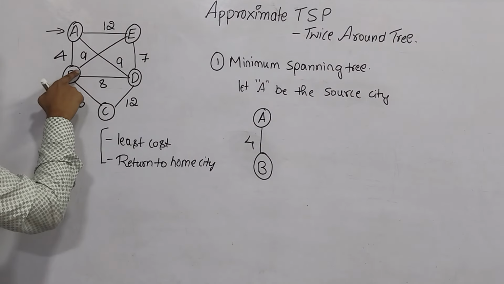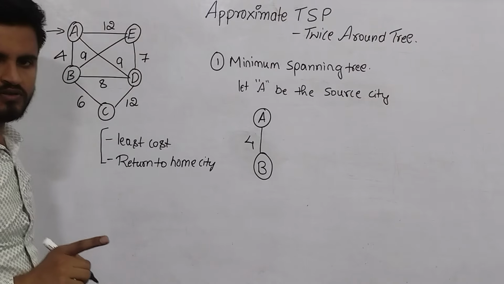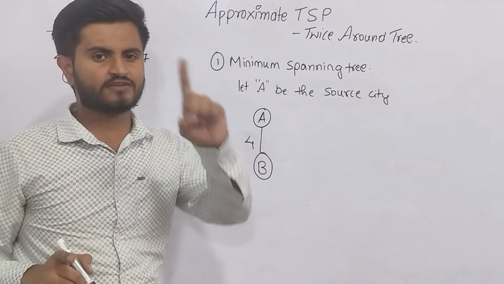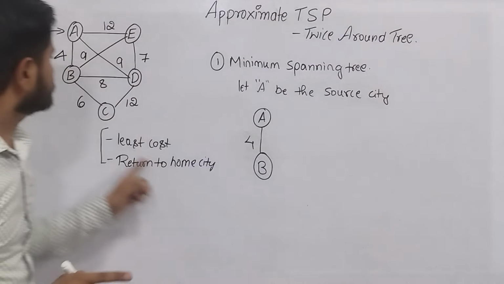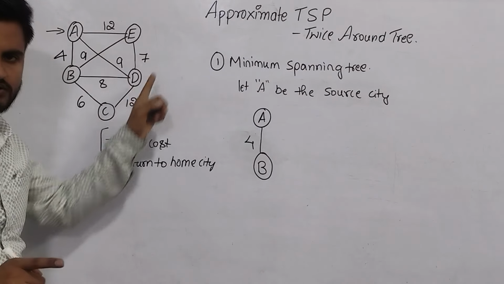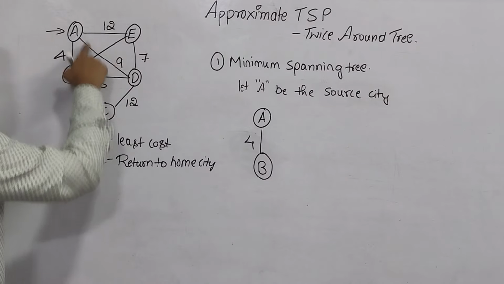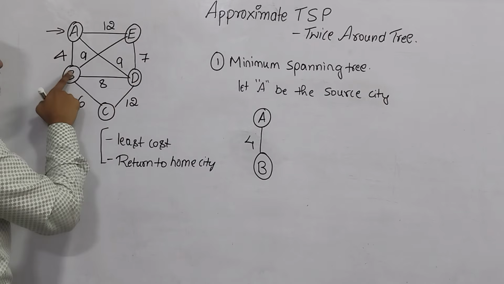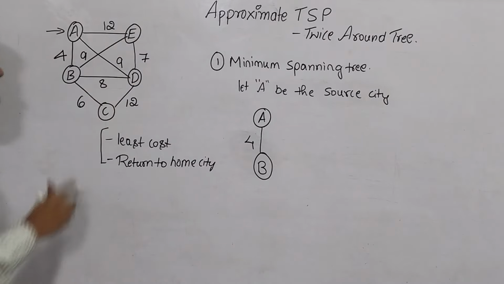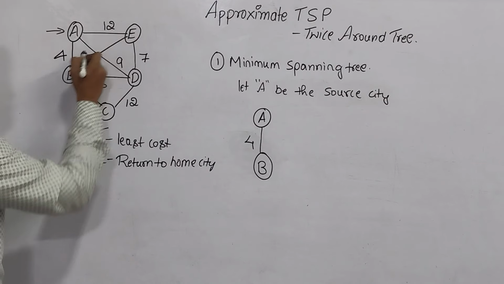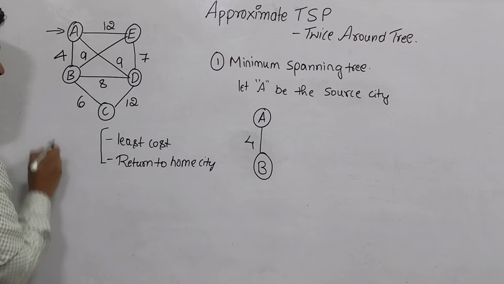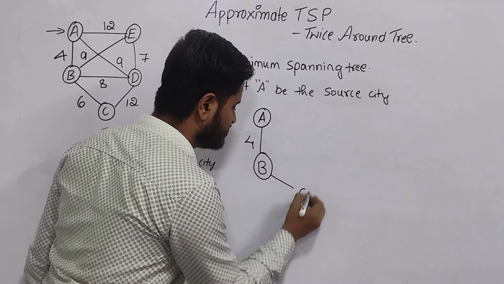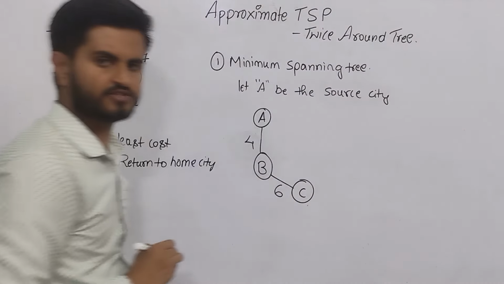Now from B I can't go back to A, because you can go to A only if all the cities are travelled. Here other cities are left over to travel, so you can't go back to A. From B you can go to E, D, or C. See the path cost. From B to E it is 9, from B to D it is 8, from B to C it is 6. So the least cost is from B to C with the path cost of 6.